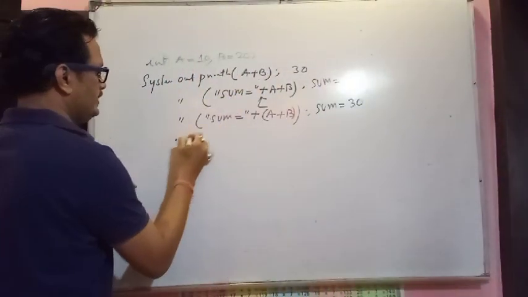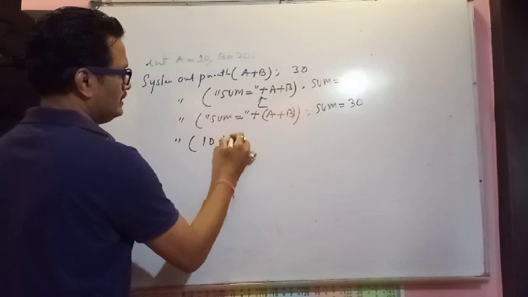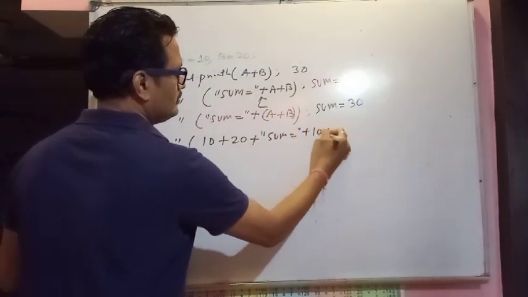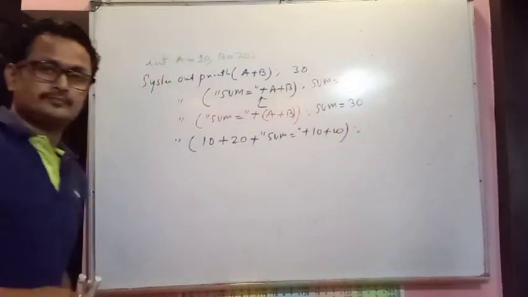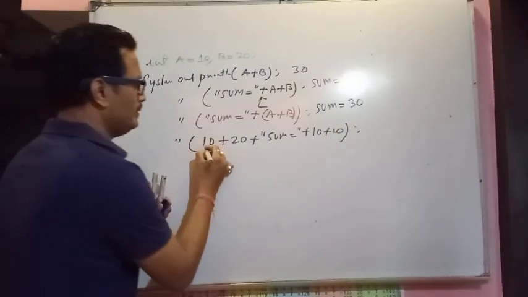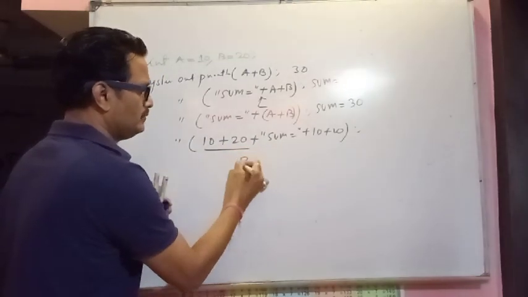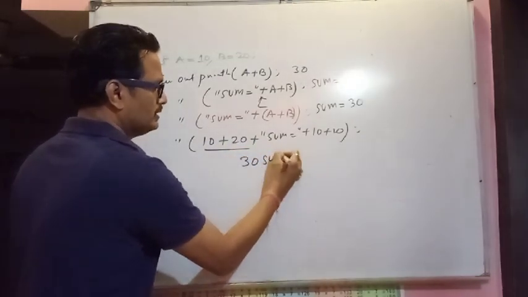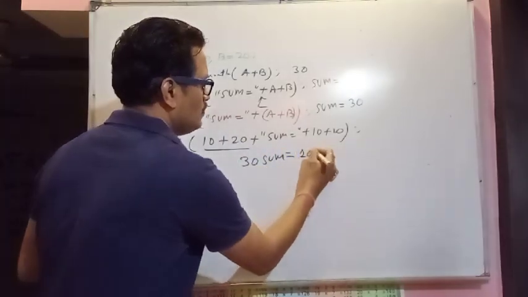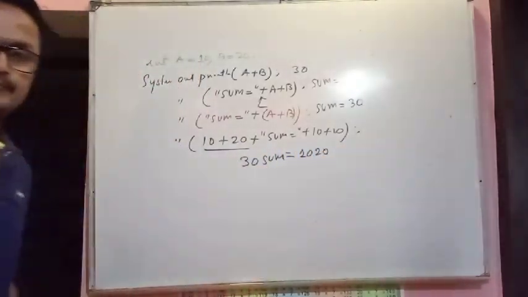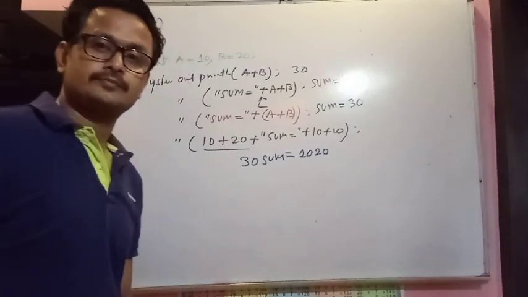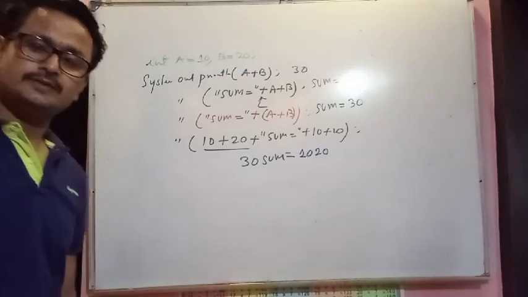Like that, if you print System.out.println(10 + 20 + " sum = " + 10 + 20), what will it print? 10 plus 20, before the string, it will add. After the string, it will concatenate. Your answer will be 30 sum = 1020. Is it clear, children?